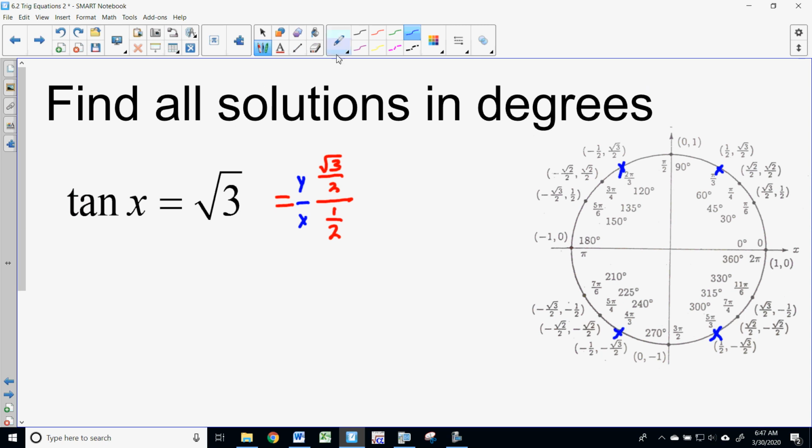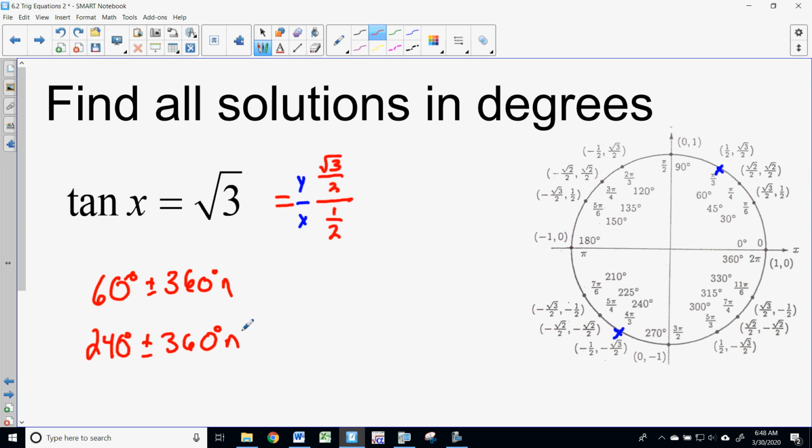But this is positive, so that means either both points have to be positive or both have to be negative so that they cancel. So once we figure that, and really this is no different than what we did before, we get 60 and we get 240. Then what we're going to do is add and subtract 360n, and that is going to represent all of our answers.